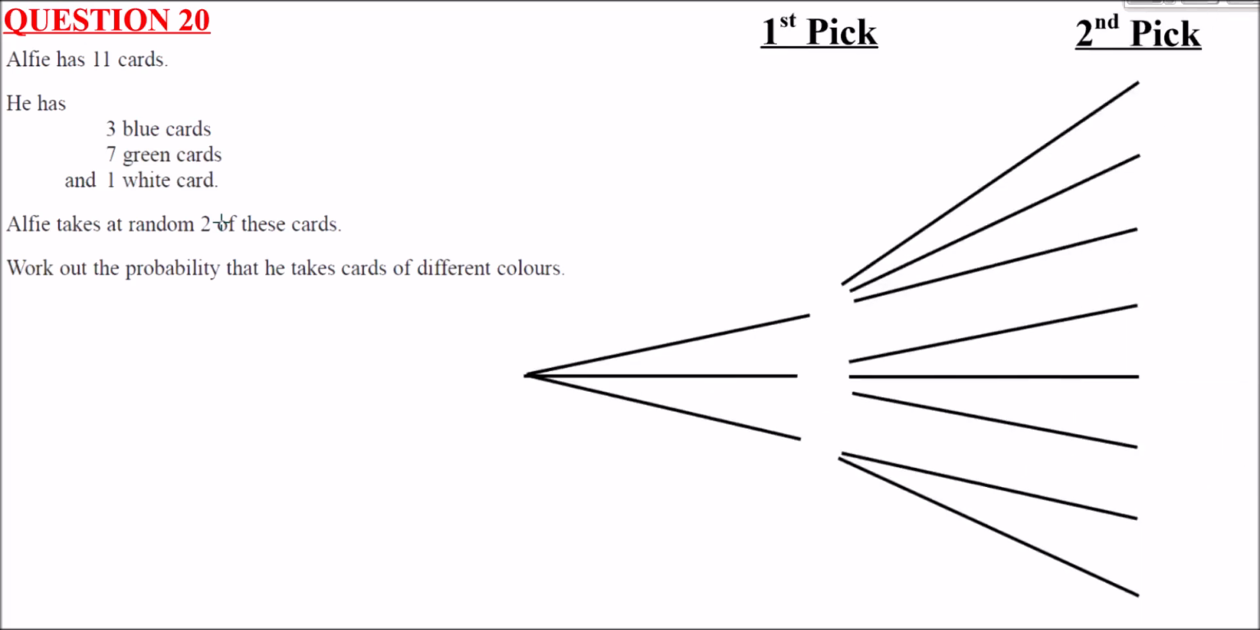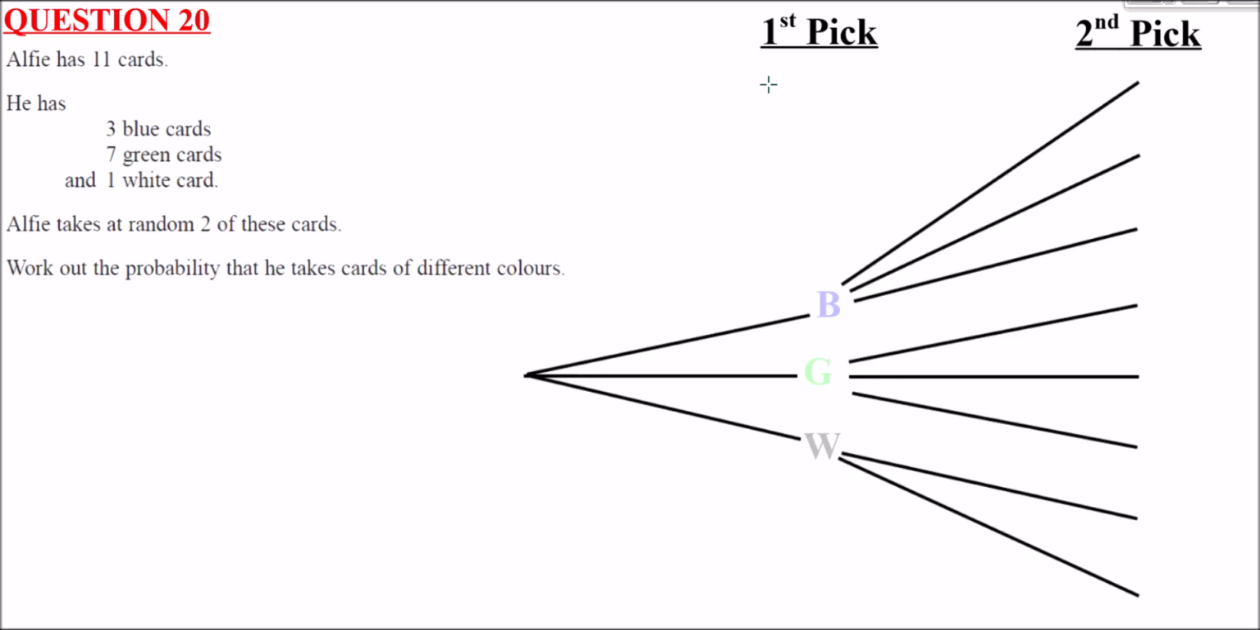Question 20. Alfie has 11 cards. He's got 3 blue, 7 green, and 1 white. He's going to take at random 2 of these cards. We need to work out the probability that he takes cards of different colours. So, he's picking 2 cards, so we can consider this as a 2-step tree diagram.